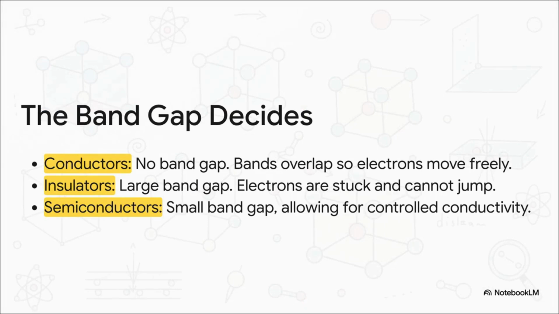So here's the crucial part. In a metal, there is no gap. The bands actually overlap, so electrons can just move around freely. That's why copper is such a great conductor. In an insulator, like rubber, that gap is massive. Electrons are totally stuck, they can't make the jump. But, and this is the big one, in a semiconductor like silicon, the gap is small and, most importantly, it's controllable. We can give electrons just a little push of energy to make them jump. This ability to turn conductivity on and off is the foundation of every single computer chip on the planet.